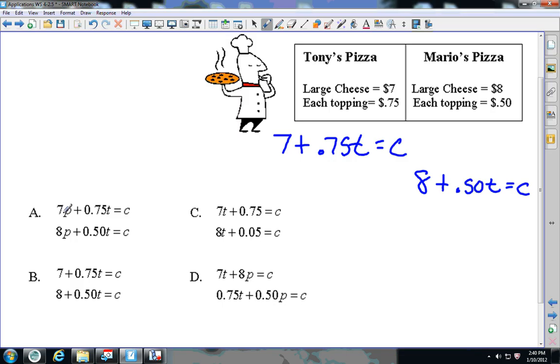This one takes 7 times P. Well, we don't have a P in our problem. See, there's 3 variables there. Nope. The answer is going to be B. It's not C because this says $7 times each topping.